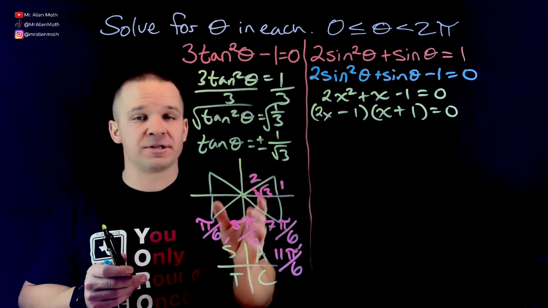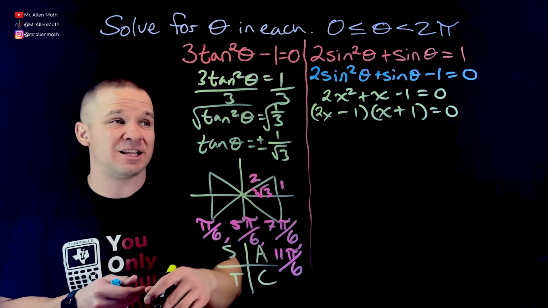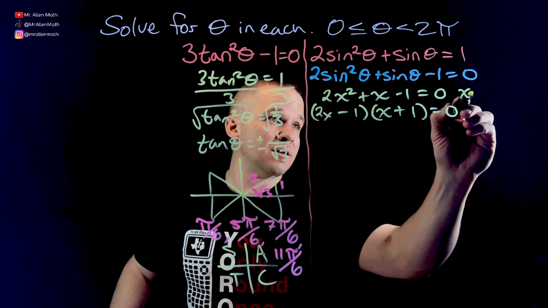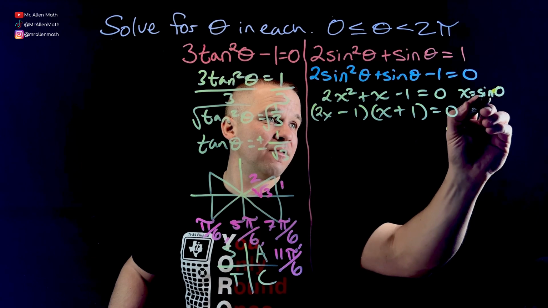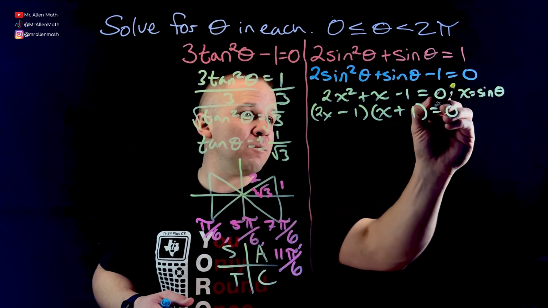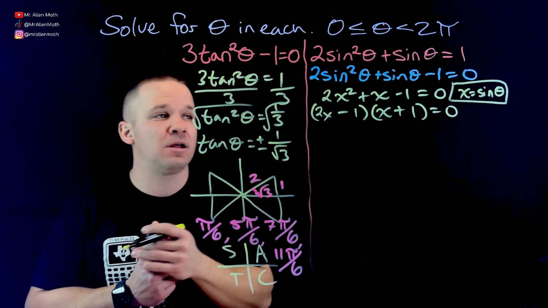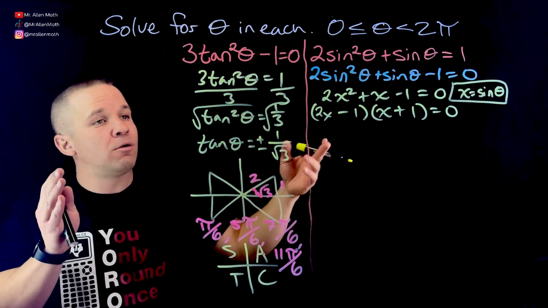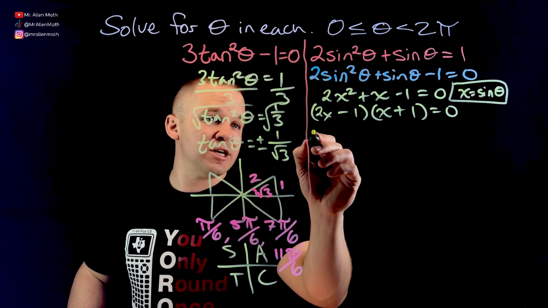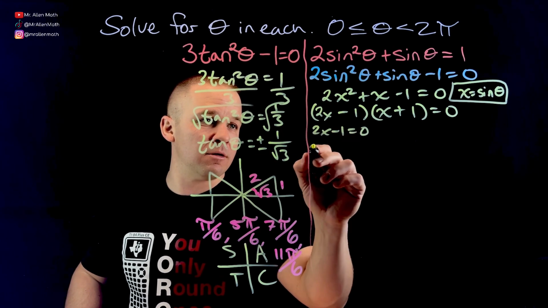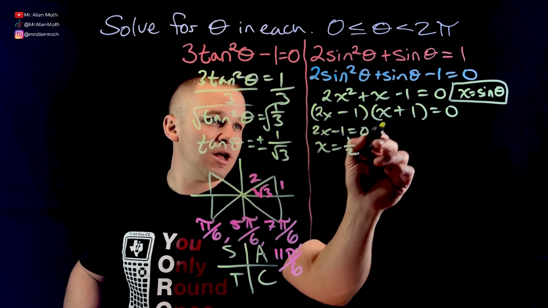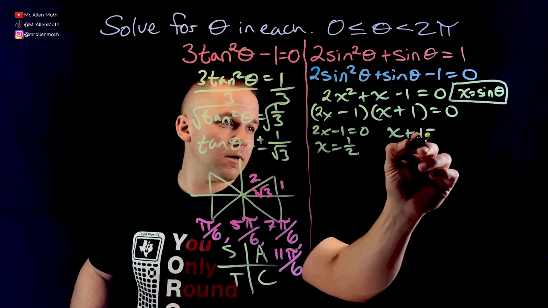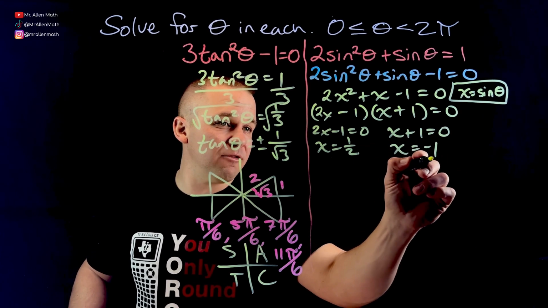You could plug your sine back in here. We essentially said that x equals sine of theta. Some might use u, but I'm using a substitution type method here. So you can either plug sine back in now and write the whole thing out, or you could solve each one of these. This 2x minus 1 equals 0 will give you x equals 1/2. This one here will give me x equals negative 1.